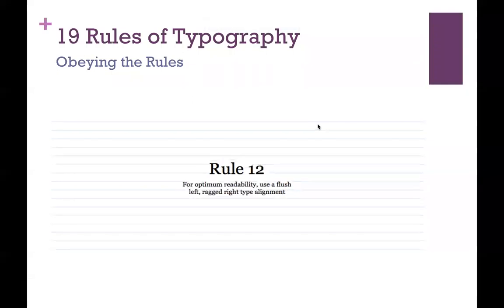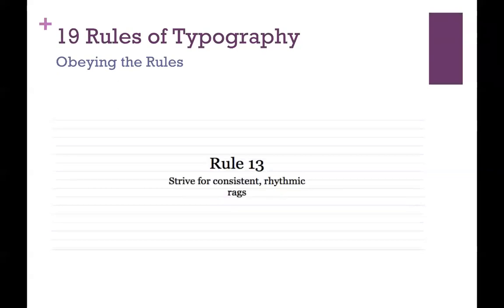Rule 12, for optimum readability, use a flush left, ragged right type alignment. So that's your left justified, basically. That is the easiest for readability of body copy. Centered is the most difficult. Justified's a little bit difficult on the eyes too, because your eye has a natural way that it follows from line to line. And with body copy, large paragraphs of text, it's definitely easier to read if you have that left justification.